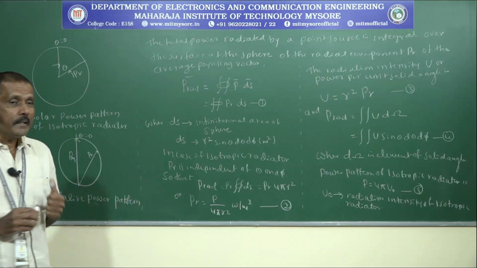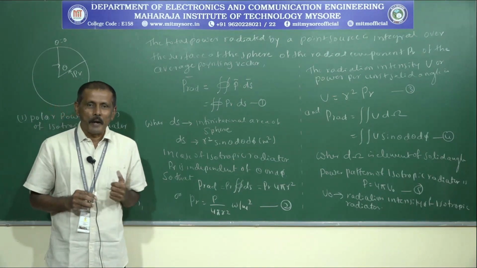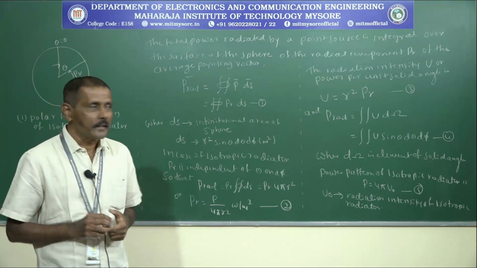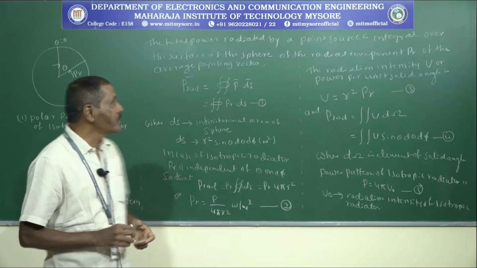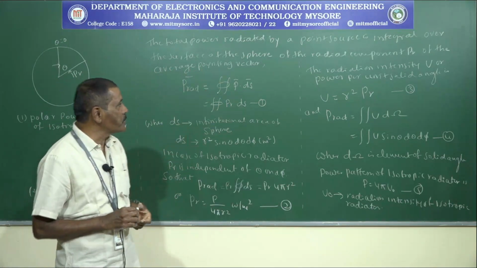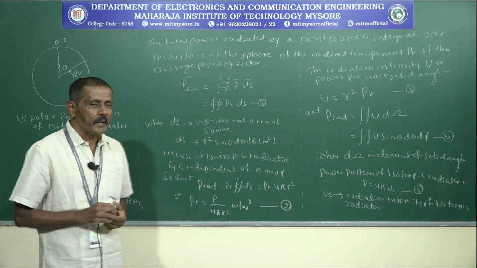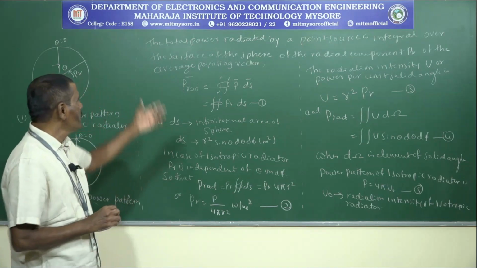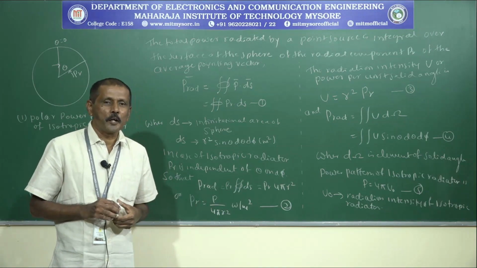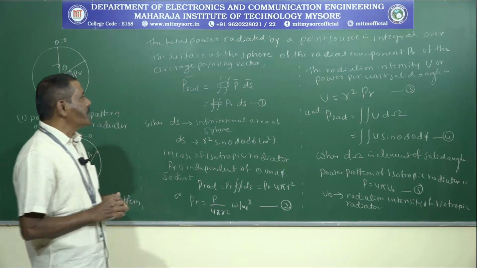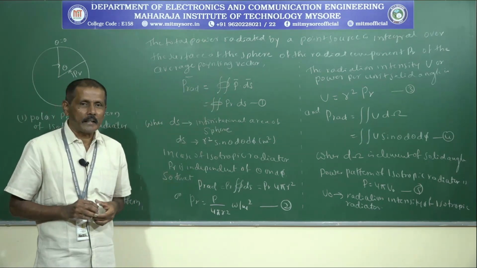Now, we want to calculate the total radiated power from the point source. In order to calculate that, it is integrated over the surface of the sphere of the radial component Pr of the average pointing vector. That means we want to calculate the total power radiated by the antenna, which can be calculated by taking the integration of the radial component Pr of the average pointing vector.